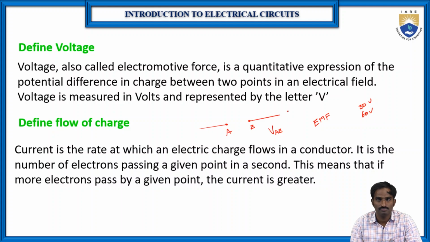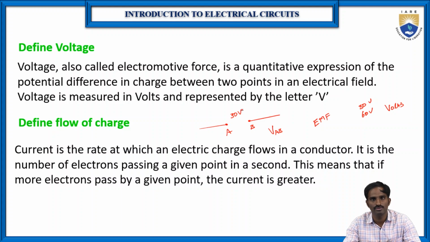So how can we measure or quantify this voltage? It is in volts. Suppose the potential difference between these 2 points is 30, then it is 30 volts. So the unit for voltage is the volt. Instead of writing the full word volts, we usually represent 60 volts as 60 V, with the capital V or the small v, but usually we use the capital V.